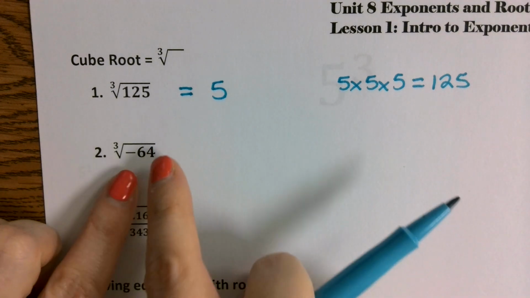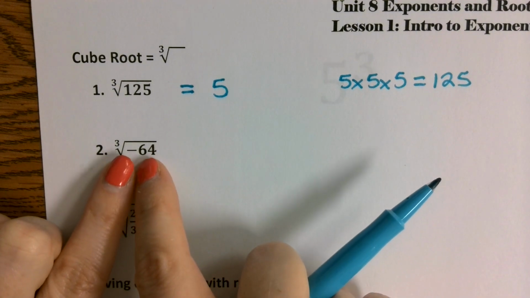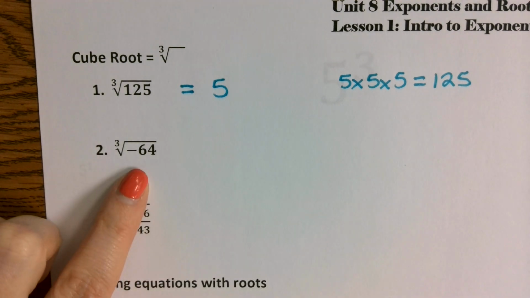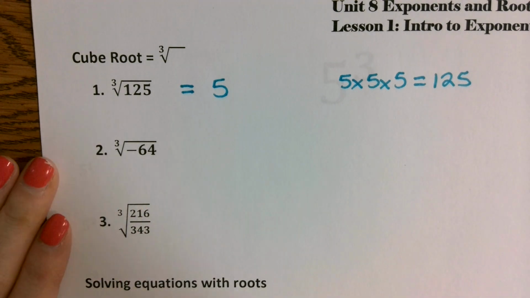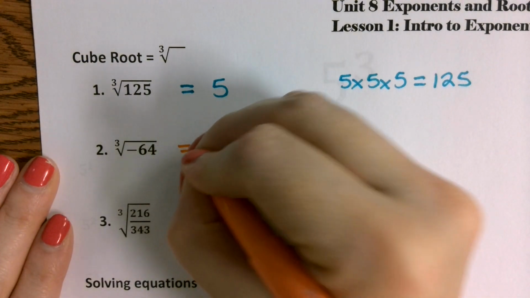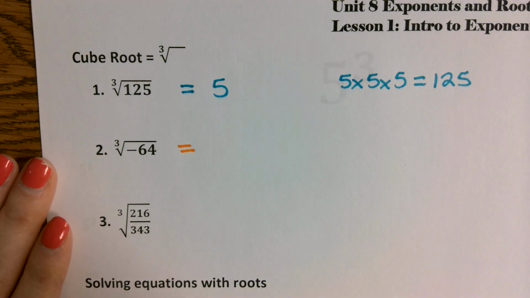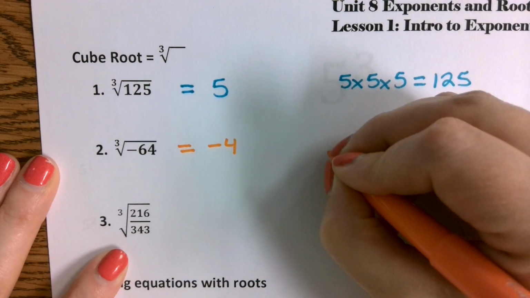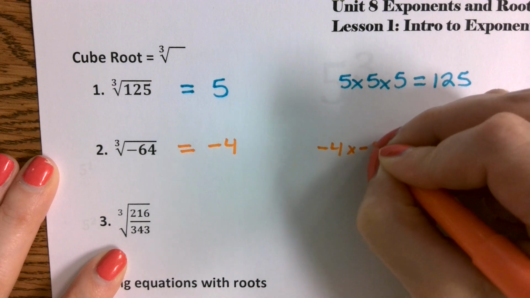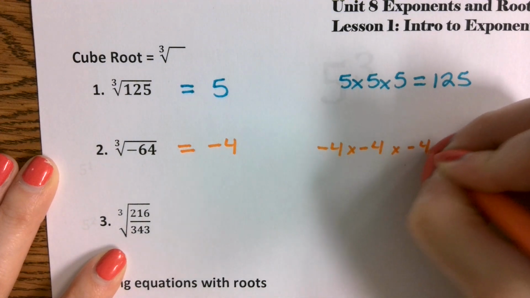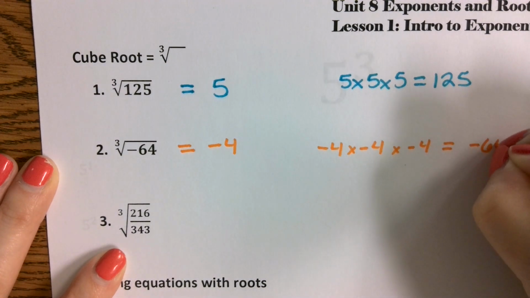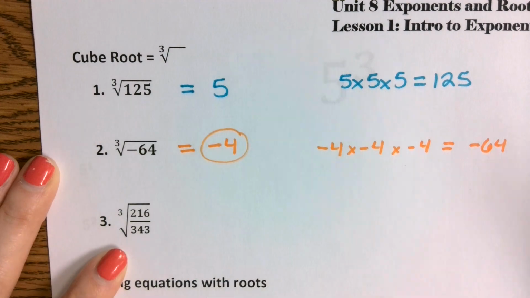So if I do the cubed root of negative 64, what is that going to equal? Negative 4. Good. That's because negative 4 times negative 4 times negative 4 equals negative 64. So there's my answer.